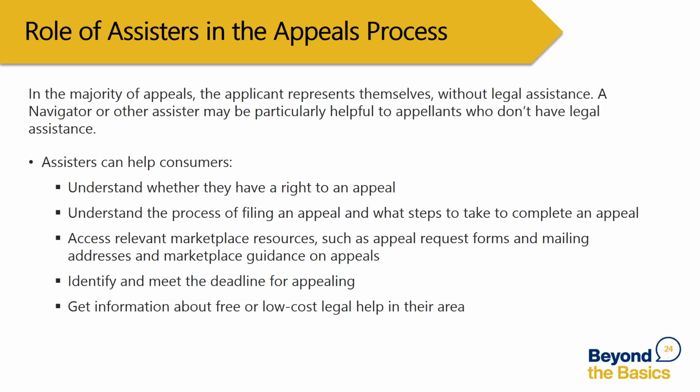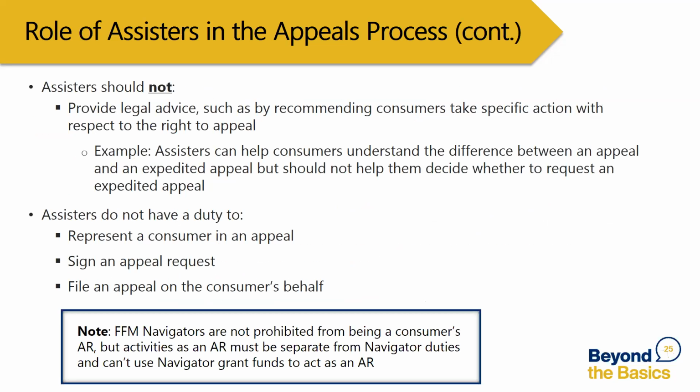So you can help consumers by explaining the appeals process and their right to an appeal. You can talk to them about how to file an appeal and where to file an appeal. You can help get them their eligibility determination notice or appeal request forms and mailing addresses. You can help them know what those deadlines are. And you can also help them get information about free or low-cost legal help in their area. All of those are things that you can do without being their authorized representative.